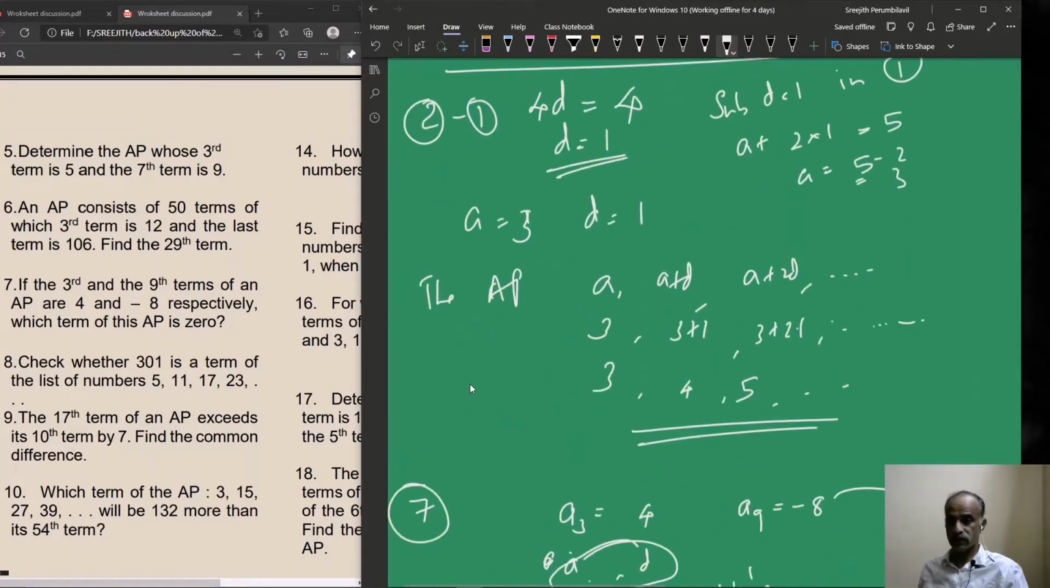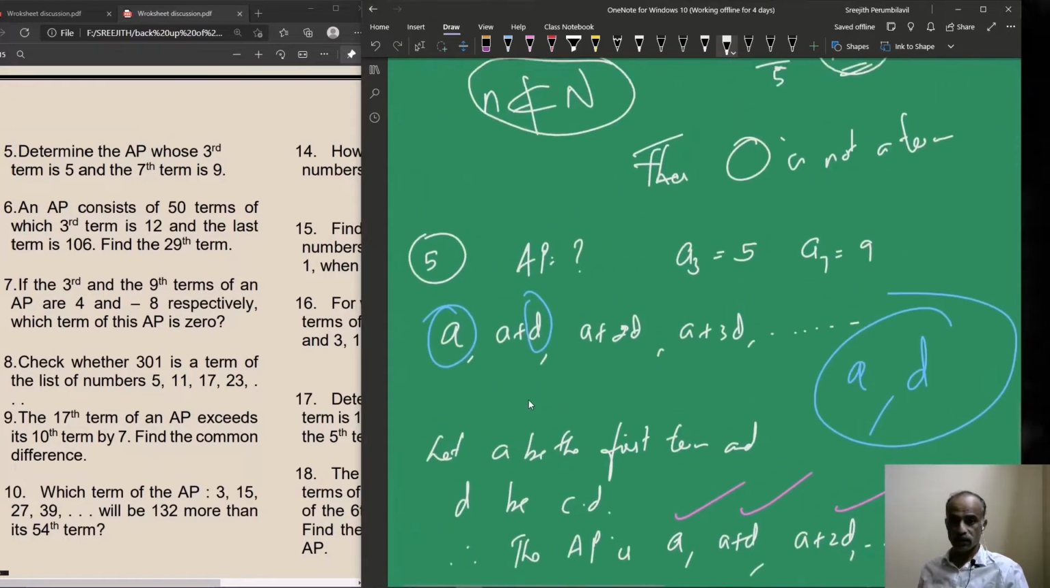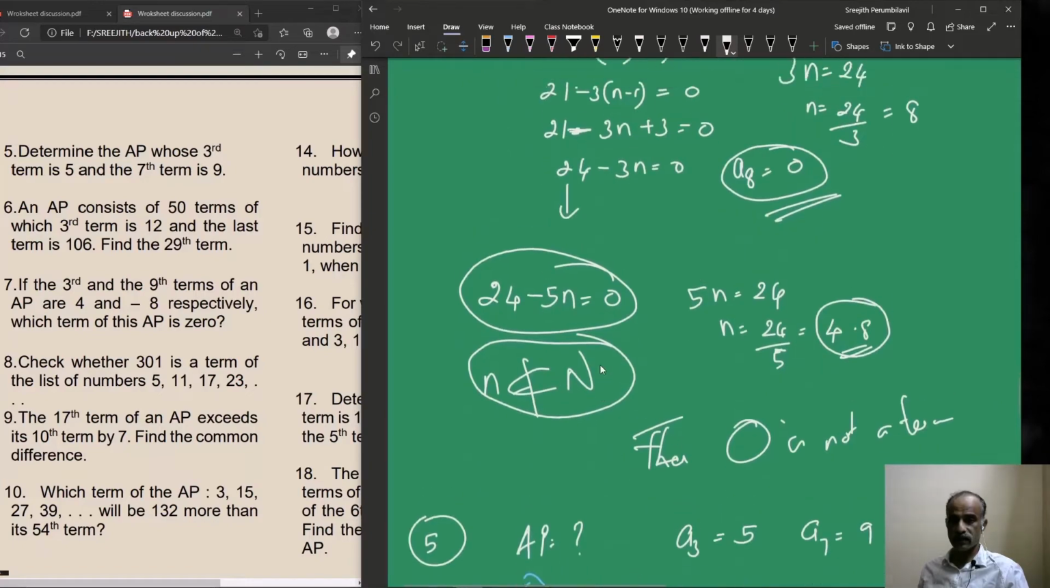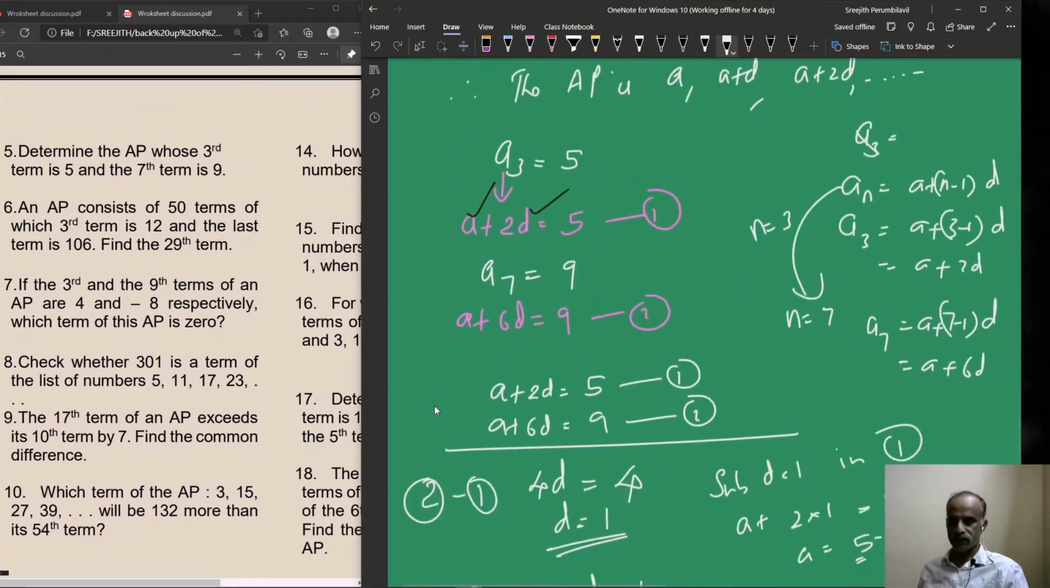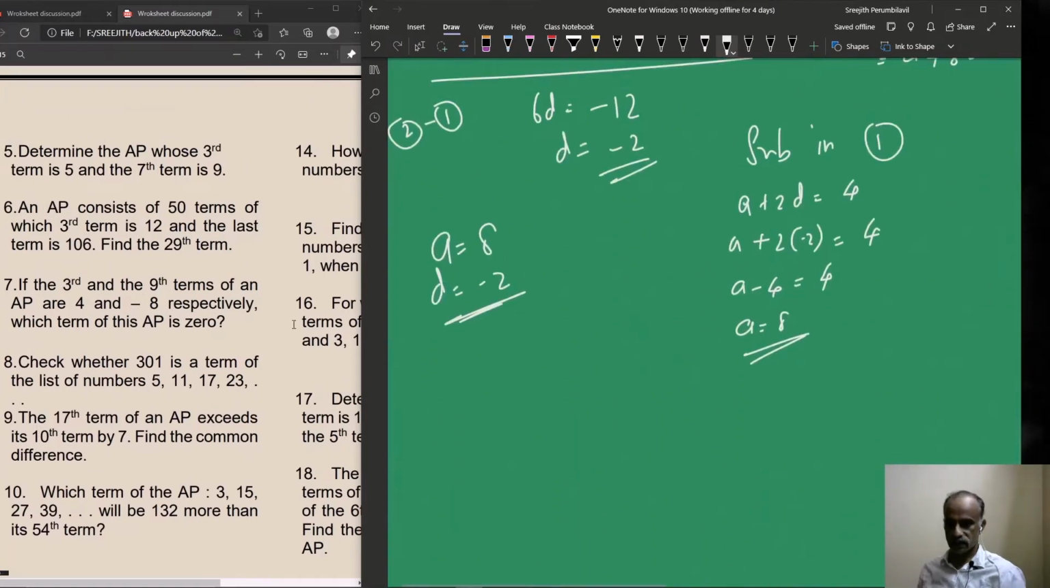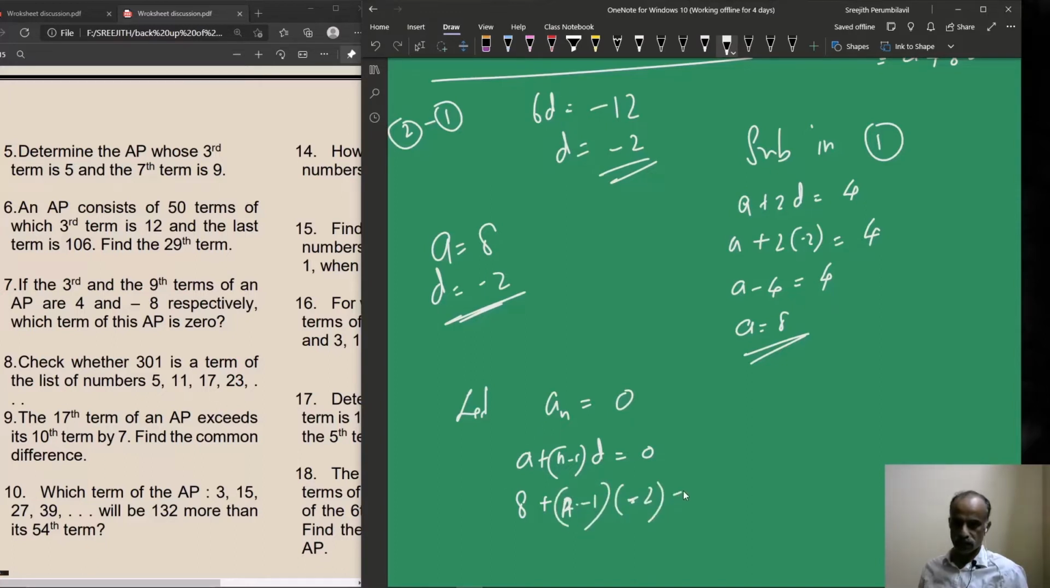Similar to the question which we did just now. Now let's put the question. Which term is 0? Let the nth term be 0. We got A as 8. Same way, we just let An is equal to 0. That means A plus n minus 1 into D equal to 0. A is 8, plus n minus 1 into -2 equal to 0. That is 8 minus 2 into n minus 1 equal to 0.